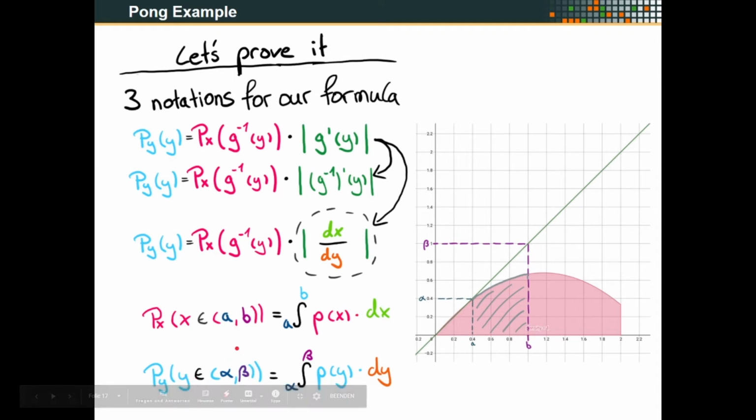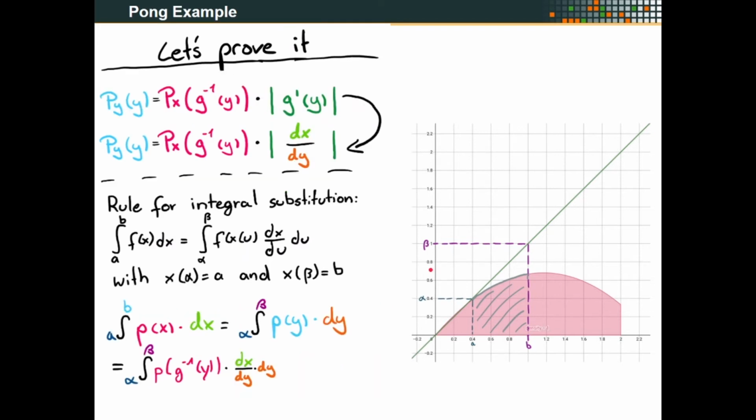In our case, because of our simple transfer function, the boundaries are simply mirrored to the y-axis. So we can say the integral AB possesses the same area as the integral alpha and beta. We now use this knowledge of these integrals being equivalent to prove our goal. To derive our desired formula, we make use of the general rule for integral substitution, which declares the equivalence of the integral AB over a function f of x dx to the integral alpha beta over the function f of x of u times dx over du times du, with x of alpha equals a and x of beta equals b.